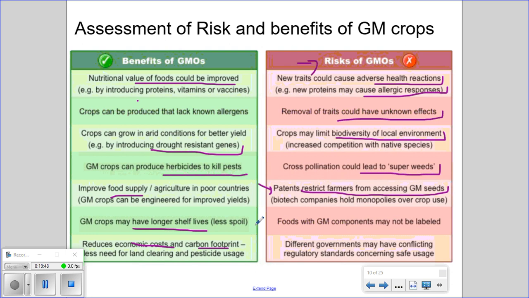The other thing that a lot of people are working towards is that food with genetically modified components should be labeled. So you may be consuming food that may not have a label indicating that it contains genetically modified organisms. And different governments may have conflicting regulatory standards concerning safe usage. So in Europe, for example, there are very strict limitations on the use of genetically modified crops versus here in North America.